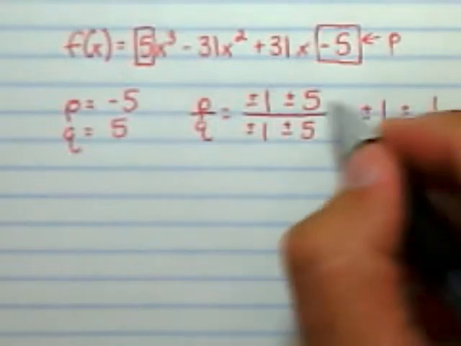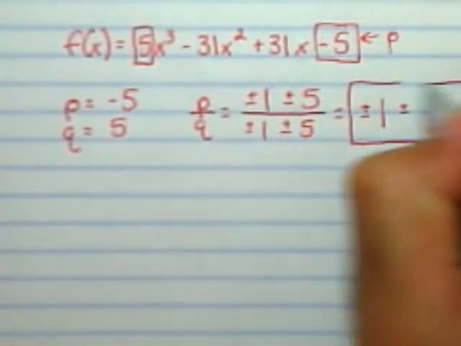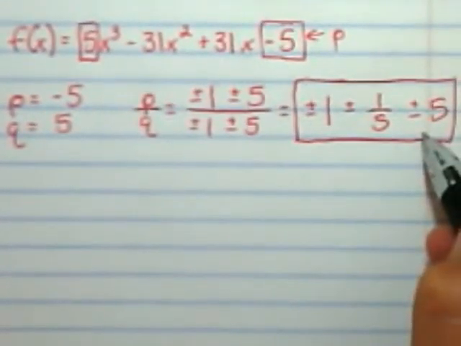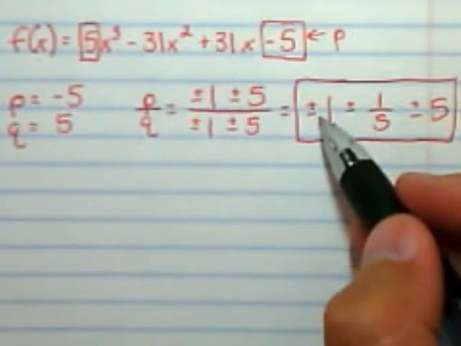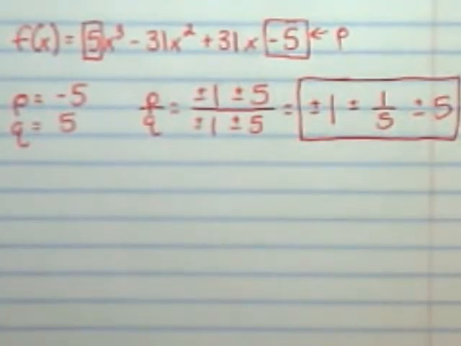So now, we've already done that really, essentially. So now we're going to make a square around what we have. These are our possible rational roots. Plus or minus 1, plus or minus 1 over 5, and plus or minus 5. Let's check out example 2 to see another option so we can get a better idea of what's going on.